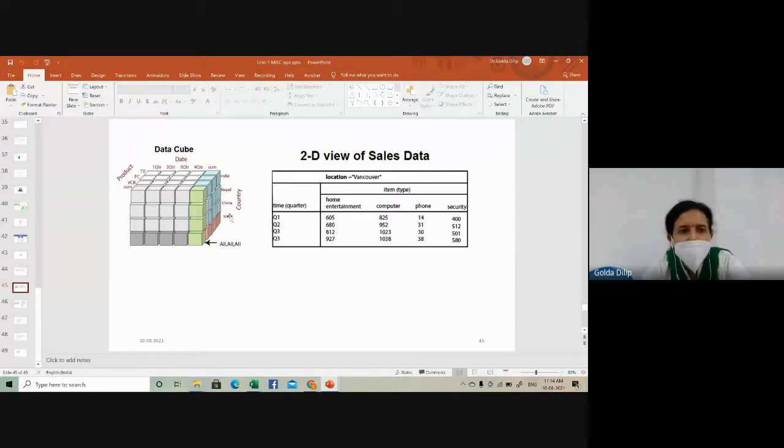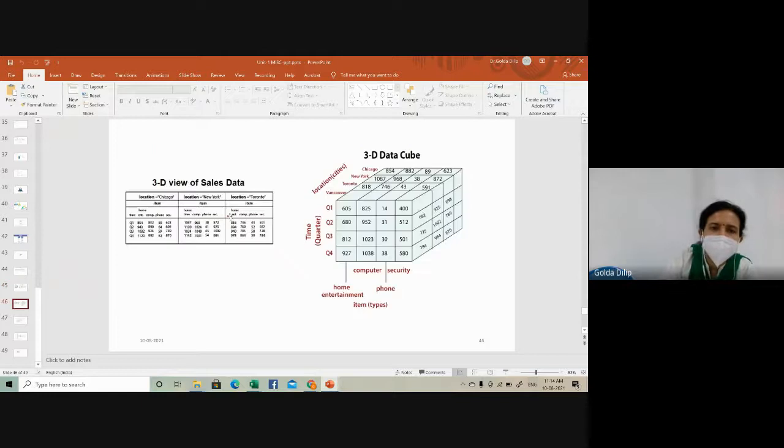So this is a 2-dimensional view of the sales data. Then the next is 3 dimensions. What is the analysis that we are going to do? That matters. This is a 3D data cube. You can find out what are the items being sold per quarter in one particular city, let's say Vancouver. By looking at this, you can easily make out.